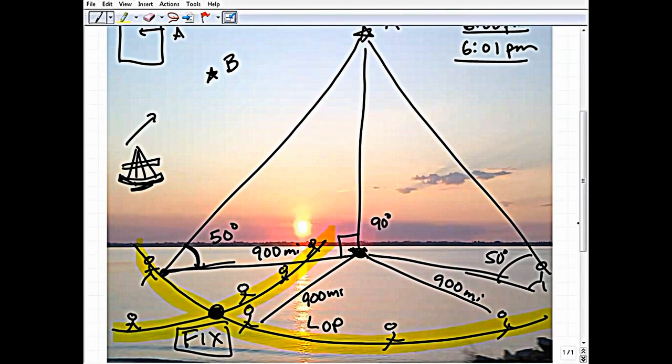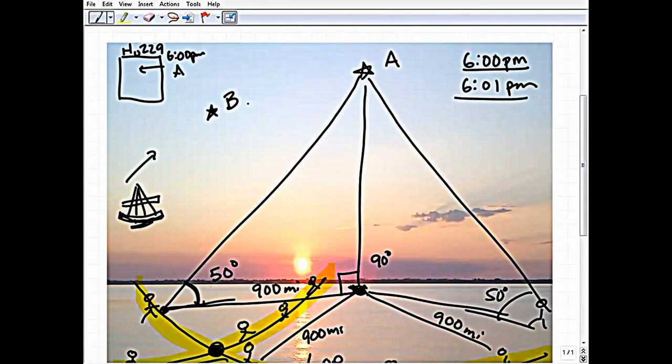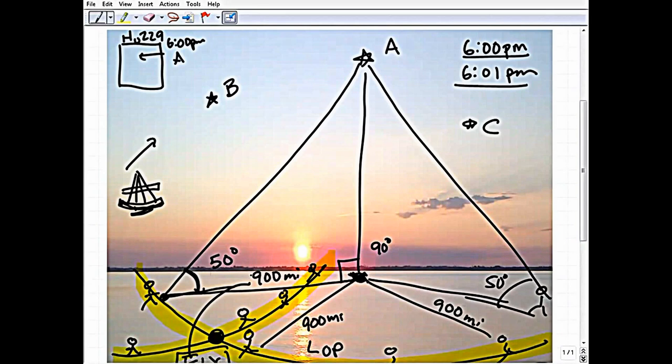And let me just throw something else in. If I wanted to make my fixed location more accurate, what could I do? Well, if here I use two stars, maybe I want to look at another star, star C, and continue to get more and more lines of position, more circles. So you can see it gets pretty involved.